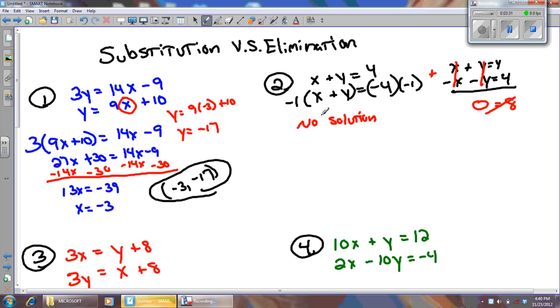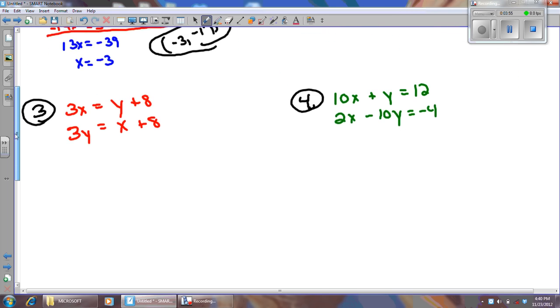By the way, I could have known that right in the beginning if I would have checked the slopes. If I would have done the negative a over b shortcut for the first equation, I would have gotten negative 1 over 1. Then for the second equation, a is 1, b is 1, I would have got negative 1 over 1. I got the same slope. The lines are parallel. They don't cross.